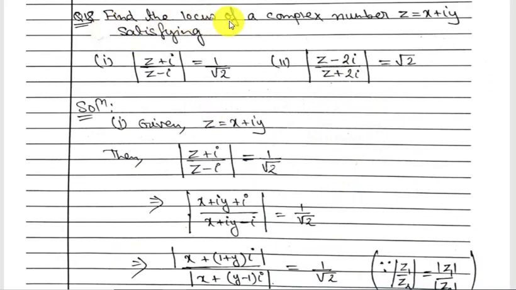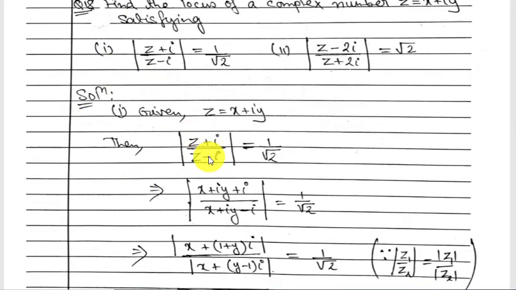It says find the locus of a complex number z is equal to x plus iy satisfying this first and this second. So two questions are there, and in each question z means x plus iy. Locus means the region which will satisfy this expression. Now let us start with question number 1.